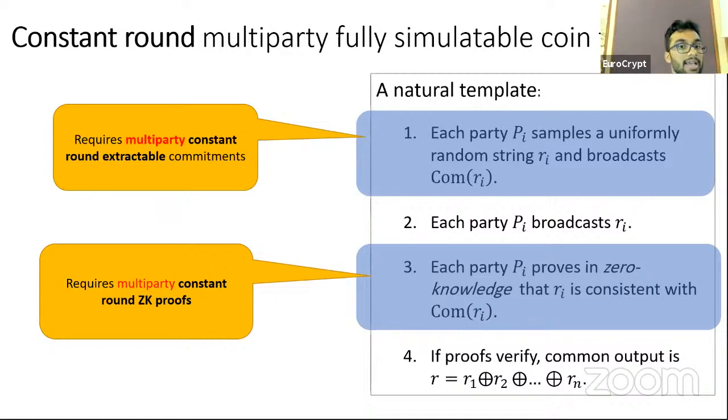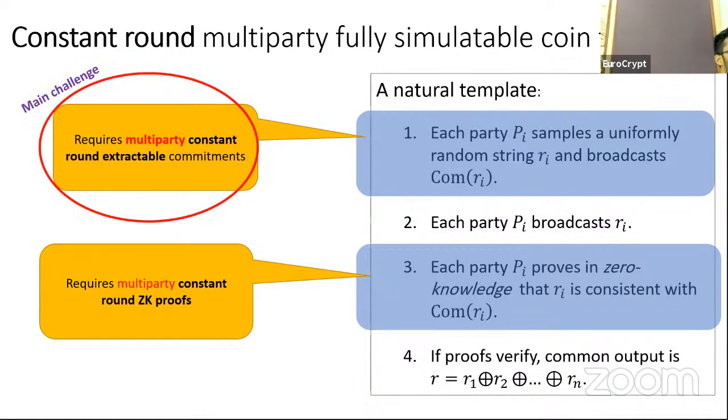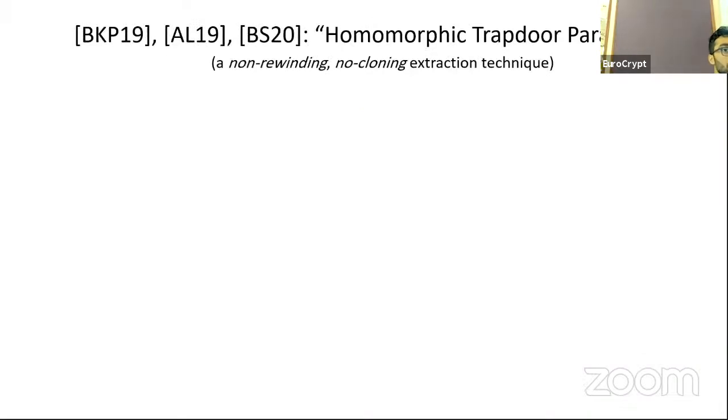And the main challenge lies in constructing this multi-party constant round extractable commitment in the quantum setting against quantum adversaries. And once we have that, we can get multi-party constant round zero knowledge proofs from the extractable commitments. So if we were just interested in the two-party setting, there have been some prior works which show how you can get a non-rewinding, no-cloning extraction technique. And this is known in the literature as the homomorphic trapdoor paradigm.